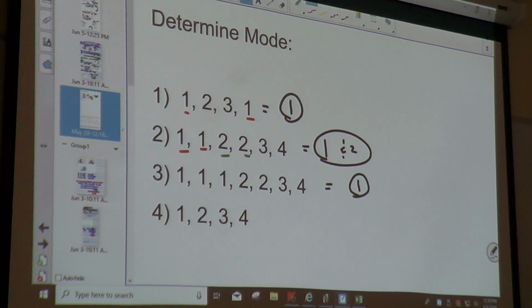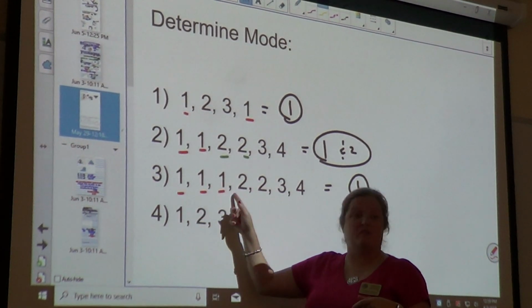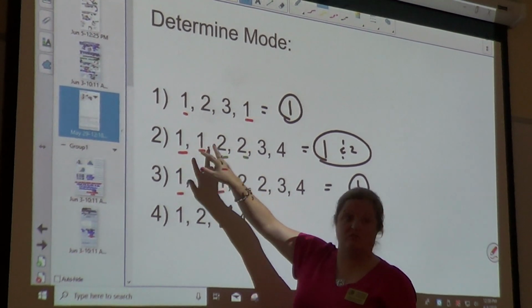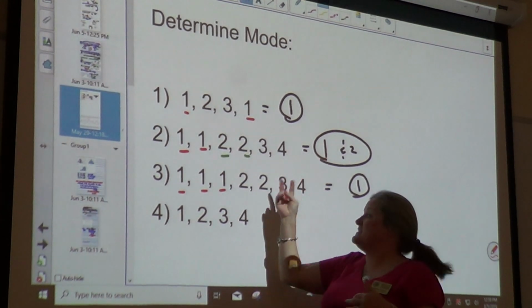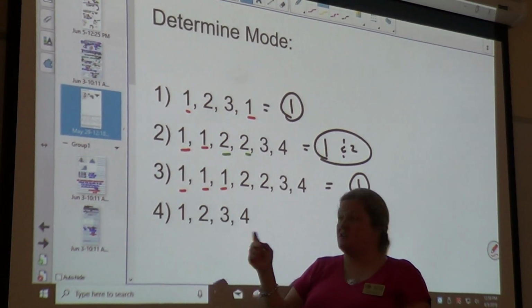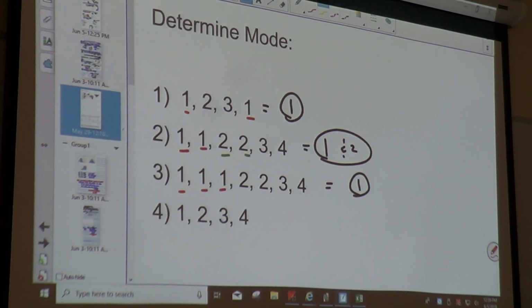Just 1. And I want you to realize that just because a number appears more than once does not make it a mode. It has to appear the most. So because these equally appeared the most, that's why they were a mode. It's not because it appears more than once that makes it a mode. It has to appear the most. What's the mode in that one? No mode.